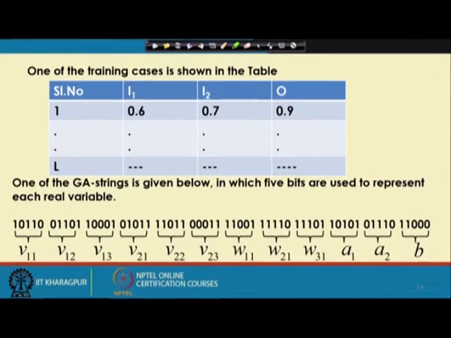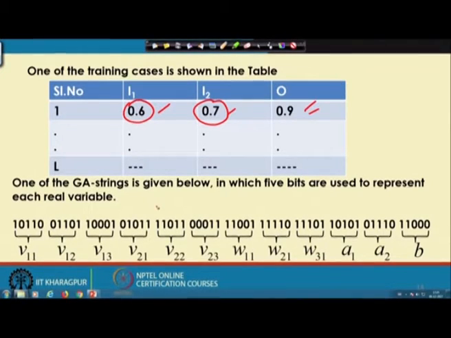Now, this table shows the training scenarios. For simplicity, we are going to show only one training scenario: input I1 is 0.6, input I2 is 0.7 and the output is 0.9. Here we have to note that I1, I2 and the output are given in the normalized scale. If they are given in the real scale, we have to convert them to the normalized scale, that is a must. So, these are in the normalized scale and this is the target output.